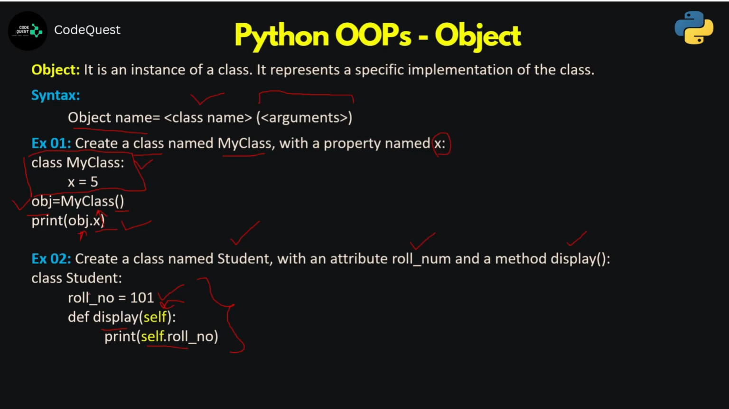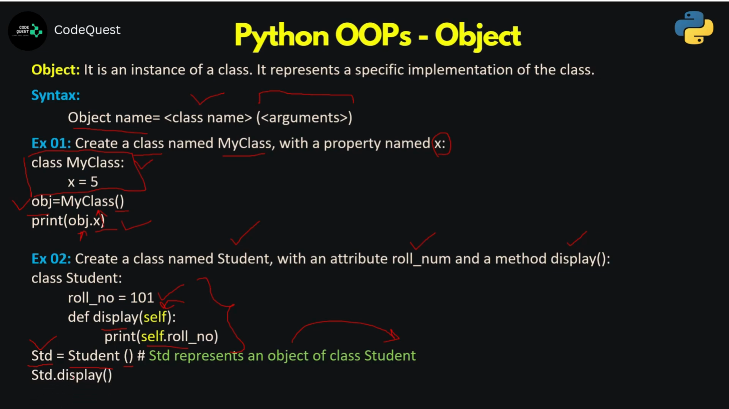Rather, you have to create an object of this class, and only then can you access these methods and variables. Here I am creating an object of the student class. Say std is the object name, equal to the class name student, with an open and close bracket. So here std represents the object of the class called student. Once I create the object, then I can access the members. So what members do I have here? Two members: one is roll number, and the other is a method with the name display.